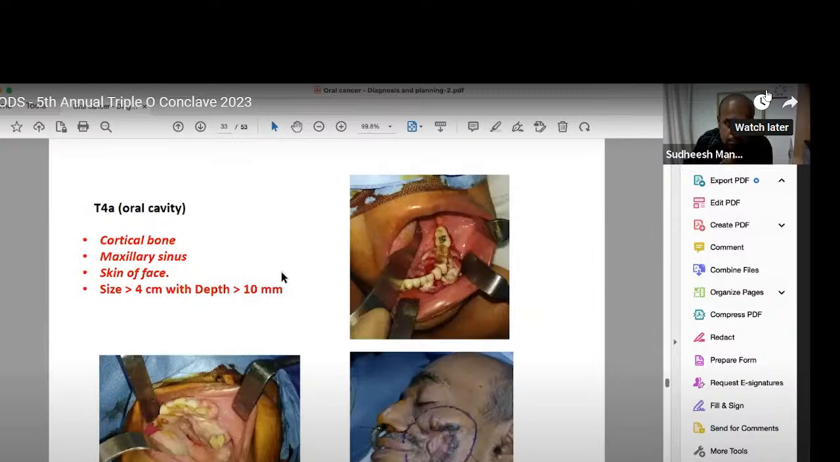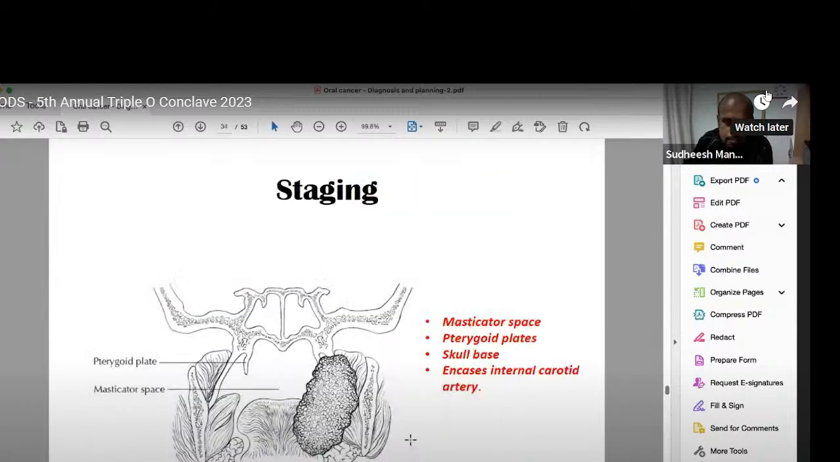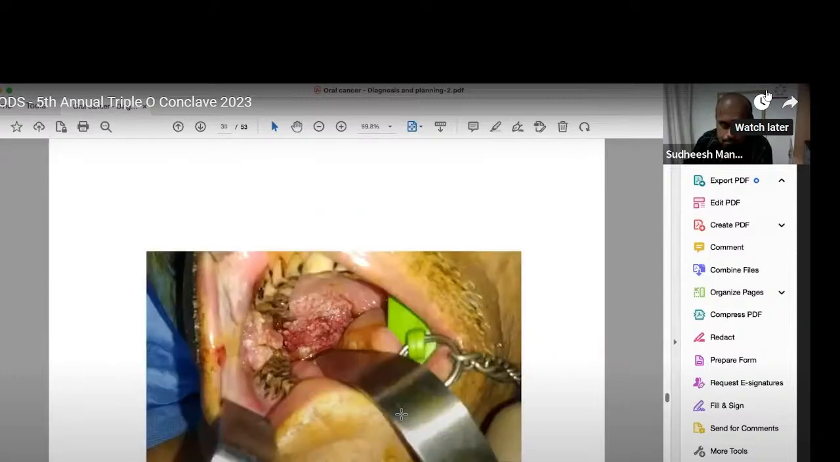T4B means, again, these are the pictures of T4A, like involving the lower alveolus or the maxilla or the skin of the face. These are T4A lesions. T4B means a tumor involving the masticator space or the pterygoid plates or the skull base, or encasing the internal carotid. These are the cases where we stage as T4B. This is an example of T4B presenting with trismus.